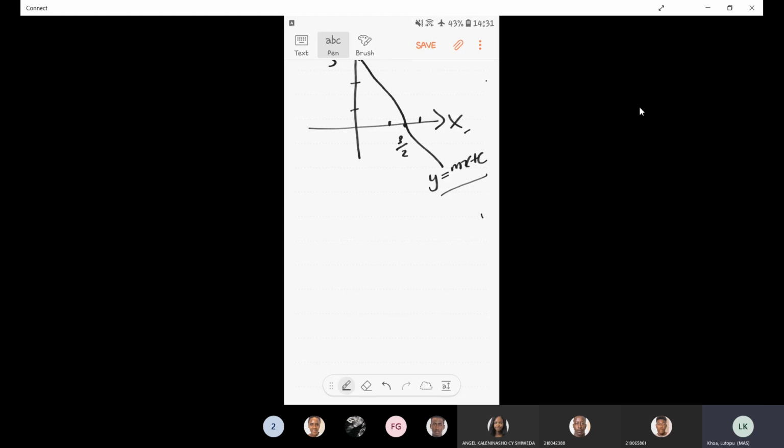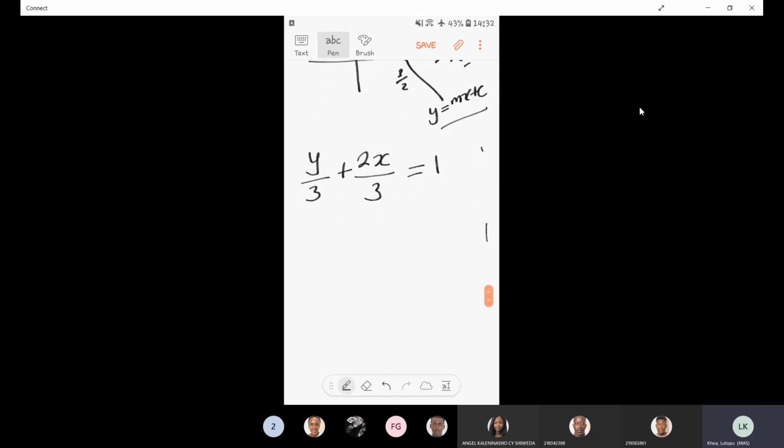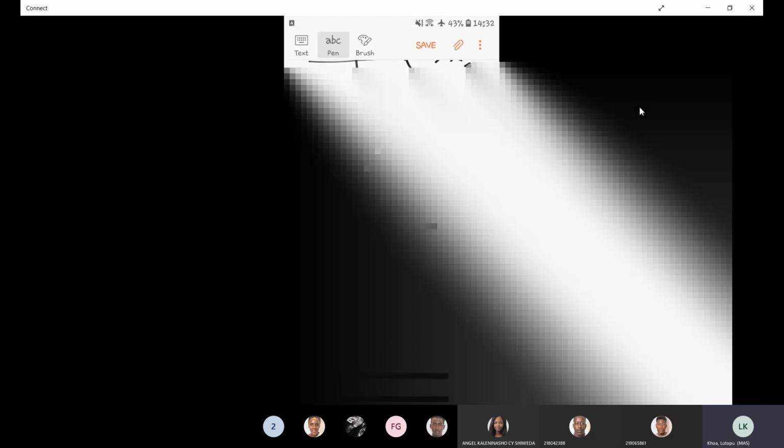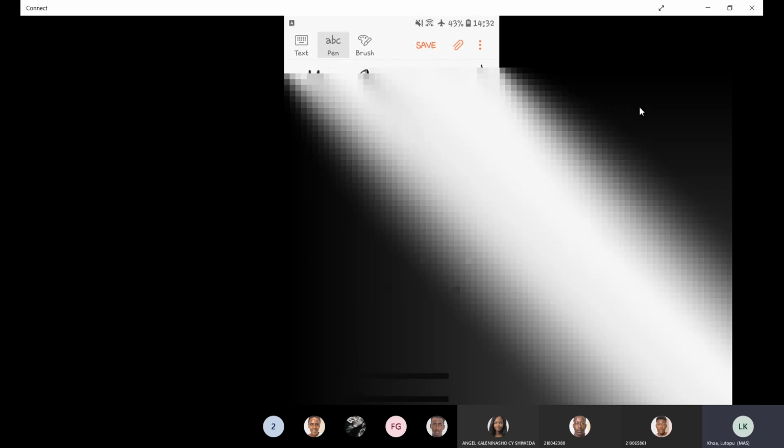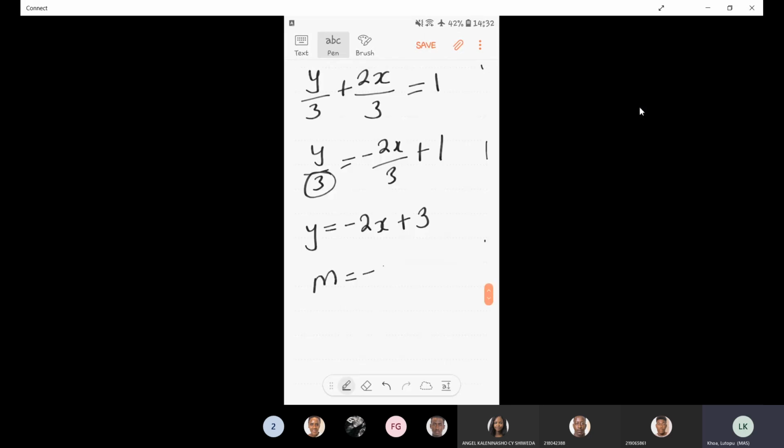Then the equation again, this is y over 3 plus 2x over 3 is equal to 1. Now the second way to do it, I need to find out what the gradient is, and to do that I write this in standard form. So I have y over 3 is equal to negative 2x over 3 plus 1. And then I multiply by the denominator over there so that I have y alone. So I have y is equal to negative 2x plus 3. So here my gradient m is equal to negative 2.